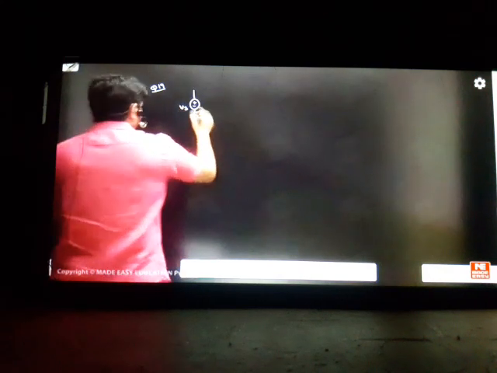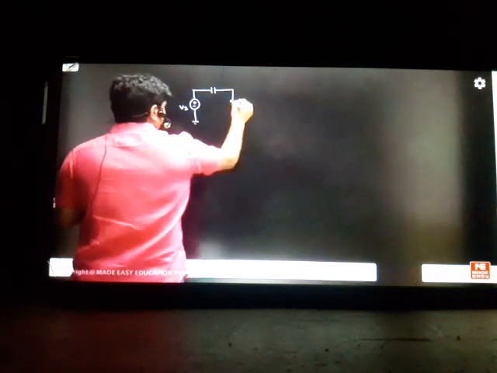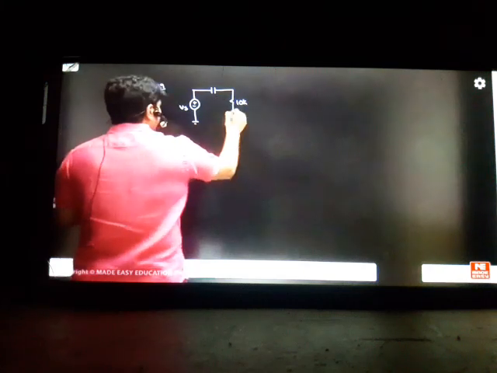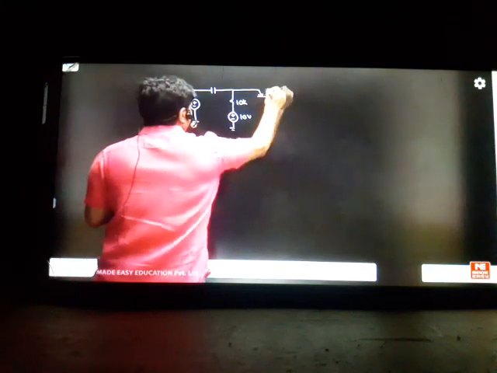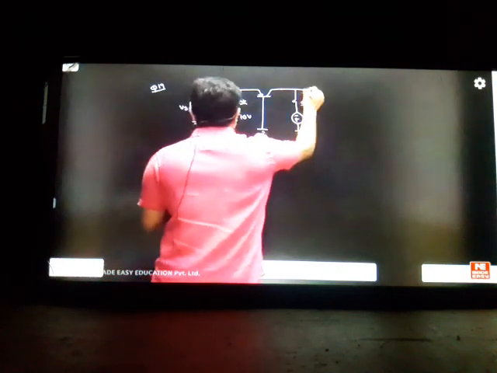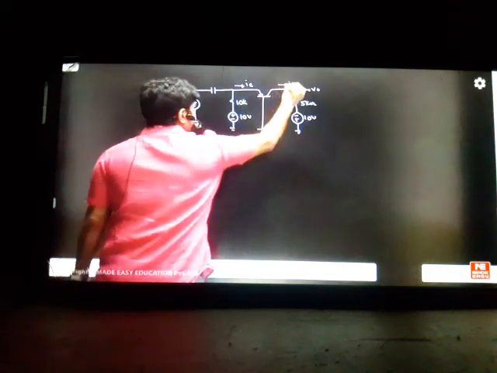We have a capacitor with 10 kilo ohms, with a battery of 10 volts. The PNP transistor, having here 5 kilo ohms with minus plus 10 volts. This is your output. If you see this problem correctly, it's a PNP problem. PNP means the current will go like this. This is IE, this is IC, this is IB.